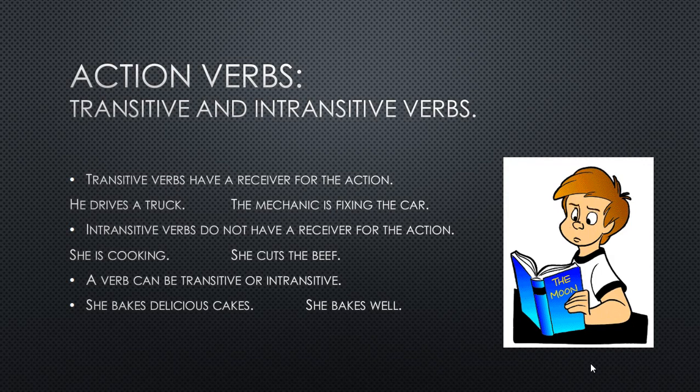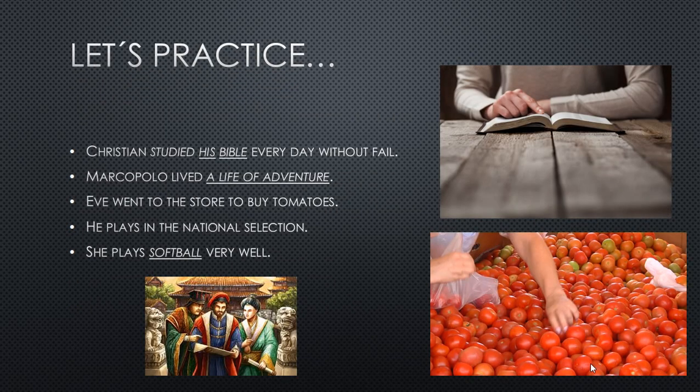Now we have a verb that can be transitive or intransitive. She bakes delicious cakes. What is she doing? Baking. Or what does she do? Bakes. And what does she bake? Cakes. So the action is received by the cakes. But if we say she bakes well, we don't have any receiver for the action. So action verbs can be divided into transitive verbs, intransitive verbs, and those verbs that could be in both groups.